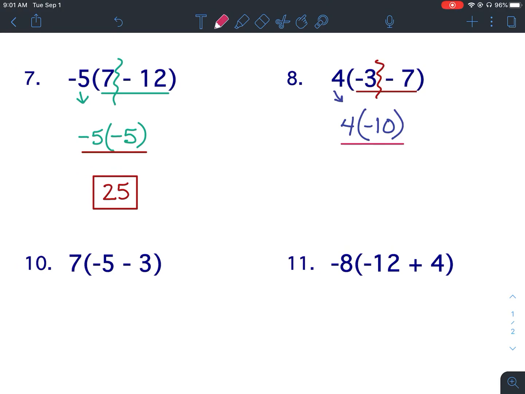And now it becomes multiplication. 4 times 10 is 40. I've got 1 negative. 1 is an odd number, so that means my answer will be negative.